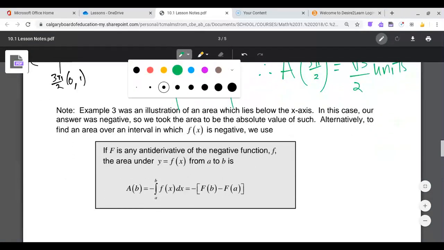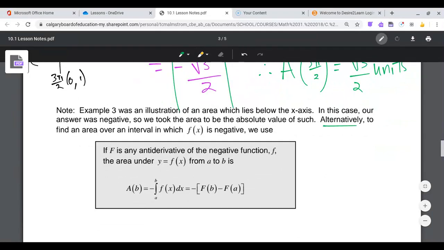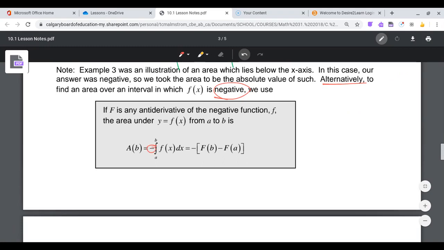Or alternatively, we could look at it as finding the area over an interval in which f(x) is negative. I'm having a lot of problems with these colors today. If we know, because we drew our picture, that we're entirely below the x-axis and we know the number is going to come out negative, we could think of it as the negative of that integral, and then you get a negative times a negative, making it a positive. So you would be distributing this negative through. Another way, or a better way maybe to look at this, would be just the reverse, f at a minus f at b.